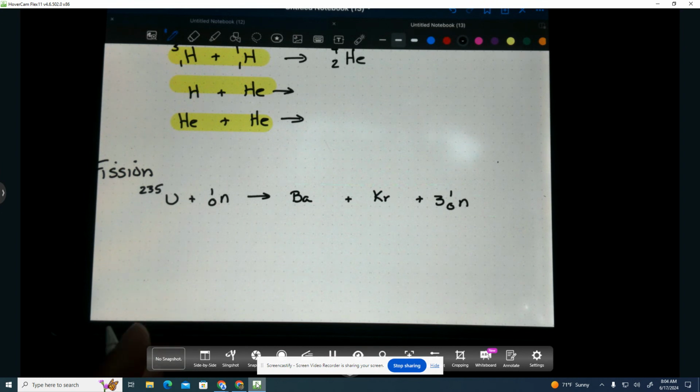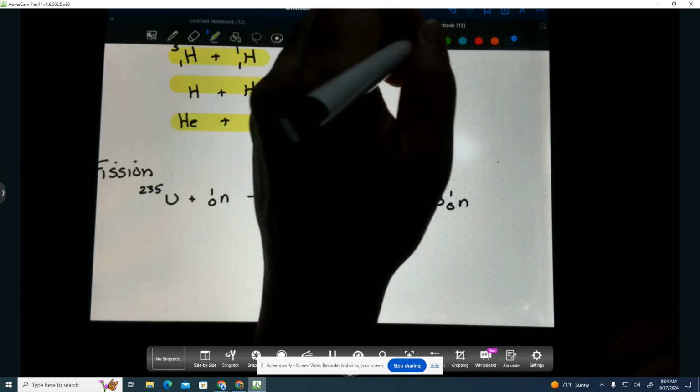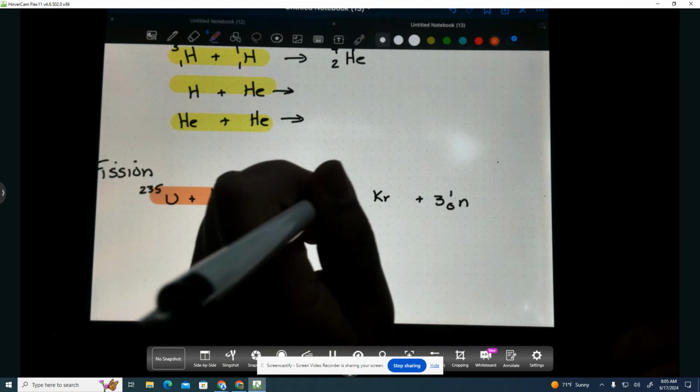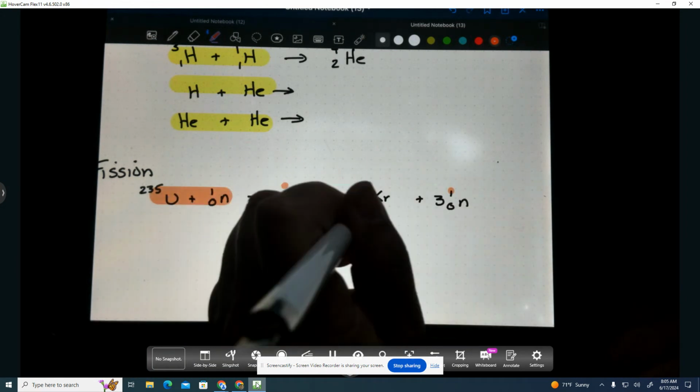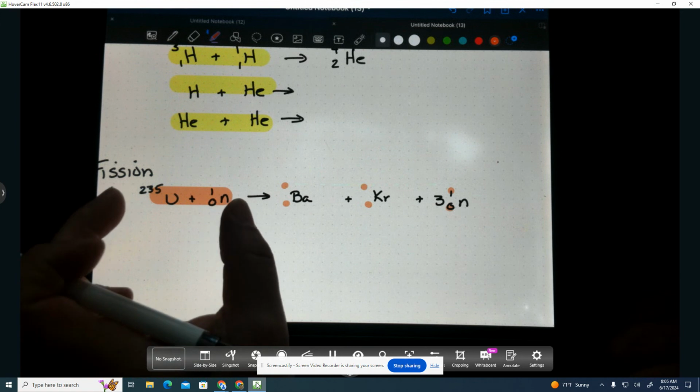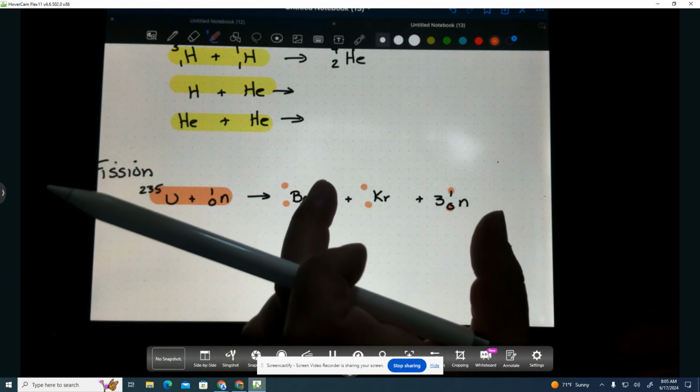And it's going to be only those elements. It's always going to be uranium and a neutron, so these two will stay the same. I don't know what these numbers are going to be. It all depends. Remember that the numbers on the top left have to add up to whatever the numbers on the top right are.